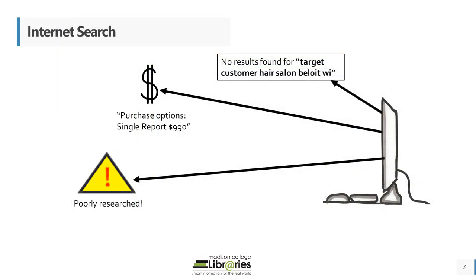Oftentimes, the average person, even someone with good web searching skills, will hit a roadblock. An internet search often comes up empty. It leads you somewhere that asks you to pay for information, or even worse, it brings you to information that's poorly researched or even false. So where can one find high-quality business-related information? It can live in a lot of different kinds of places. Here are just some examples.